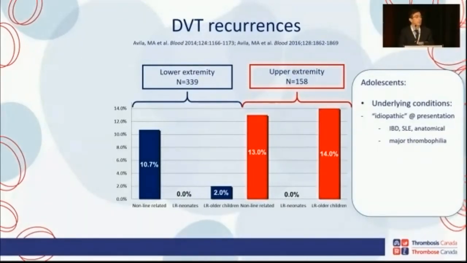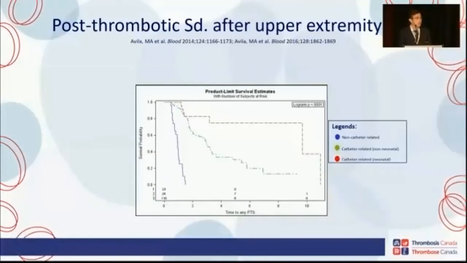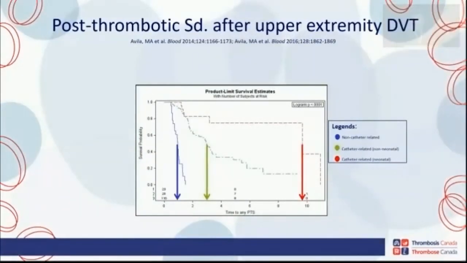Now let's move to the third outcome, post-thrombotic syndrome. And let me go fast here. This is a post-thrombotic syndrome free survival curve, dividing them again: blue, adolescents with unprovoked events; green, non-neonate line-related; and red, neonatal line-related provoked.